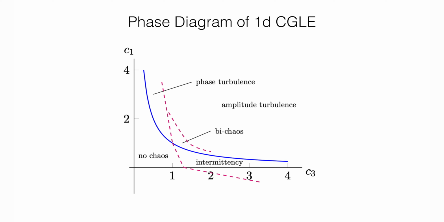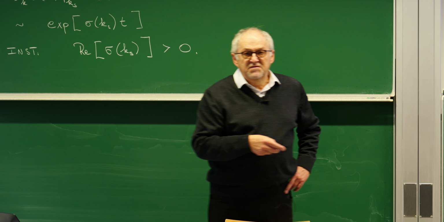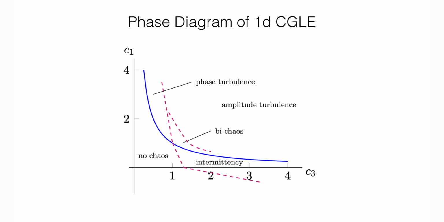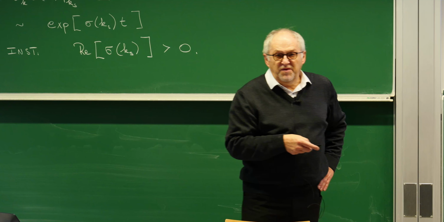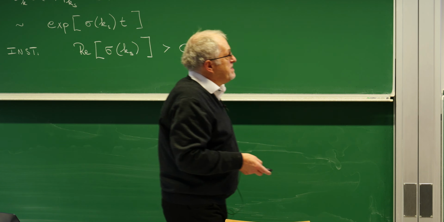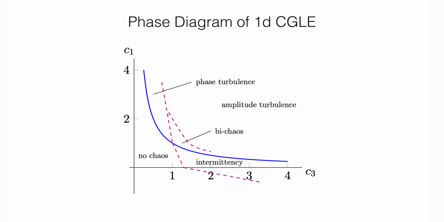So what you find is that below this Newell line, there is no chaos. That means there's no highly irregular pattern for you. But there's some regime where C3 is large that you find some kind of intermittent behavior. So things stay of one type for a while, then they switch to another type, switch back and forth. In the regime above the Newell line, you have lots of very interesting phenomena that are extremely hard to describe analytically because they are turbulent or chaotic. And they call this phase turbulence, amplitude turbulence, and what's also called bichaos.